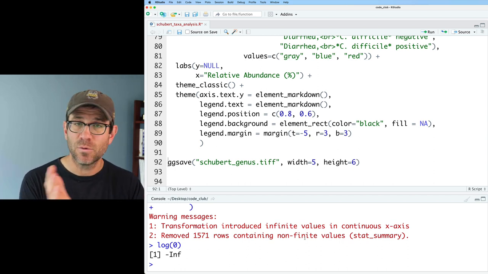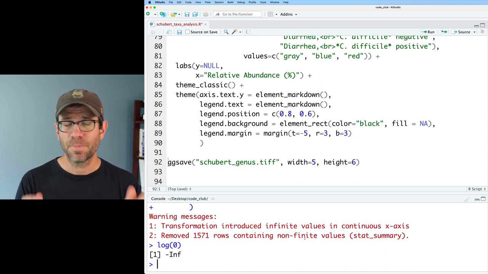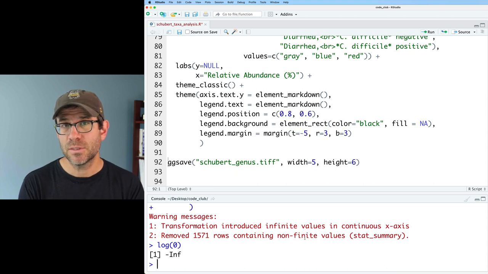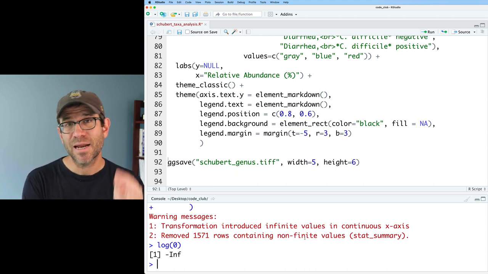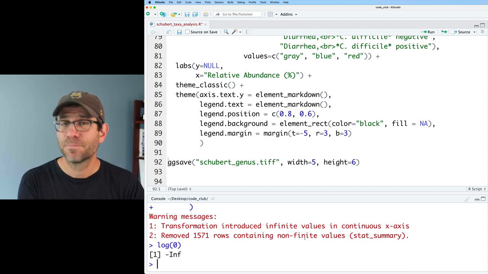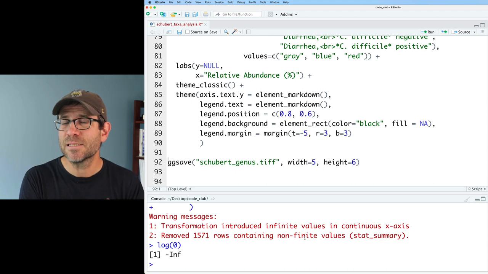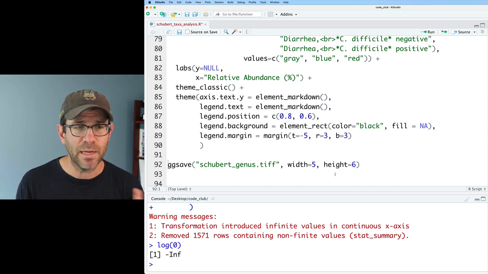So what it's saying is it removed the 1,571 rows where we had zero relative abundances. To solve this, what I'd like to do is replace all those zero values with a number smaller than our limit of detection, so that I can still represent it on the plot without having all these problems and keep it as part of the calculations of our median and interquartile range.